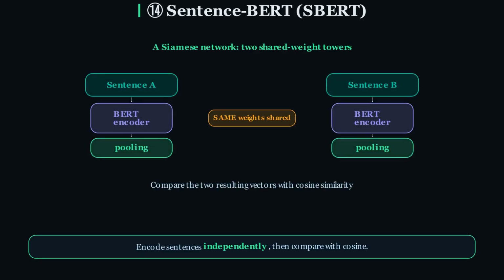SBERT solves this with a Siamese twin tower structure. Two sentences are each passed independently through the same BERT model, then pooled into a single fixed-size vector. Because the towers share weights, the vectors can then be compared directly with fast cosine similarity. No pairwise computation needed.